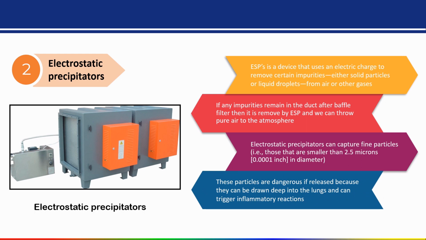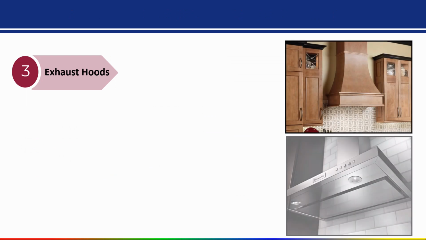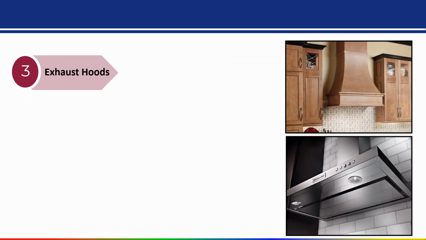These particles are dangerous if released, because they can be drawn deep into the lungs and can trigger an inflammatory reaction. Now the next component is the exhaust hood. You can see in this figure, with the help of this hood only we can exhaust the smoke from inside and throw that smoke to the outside.